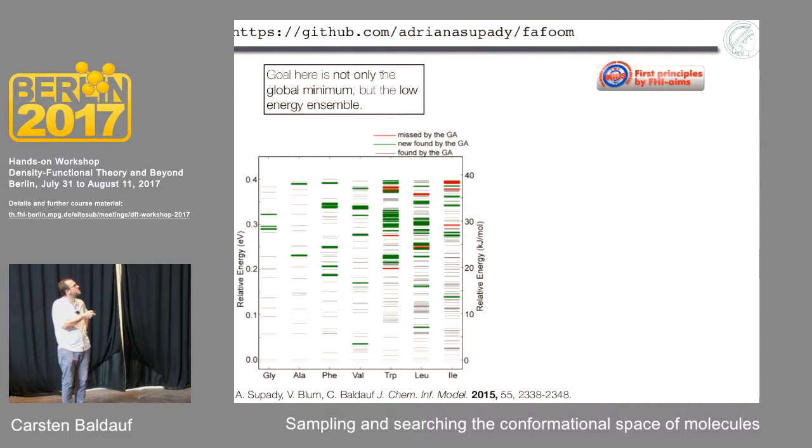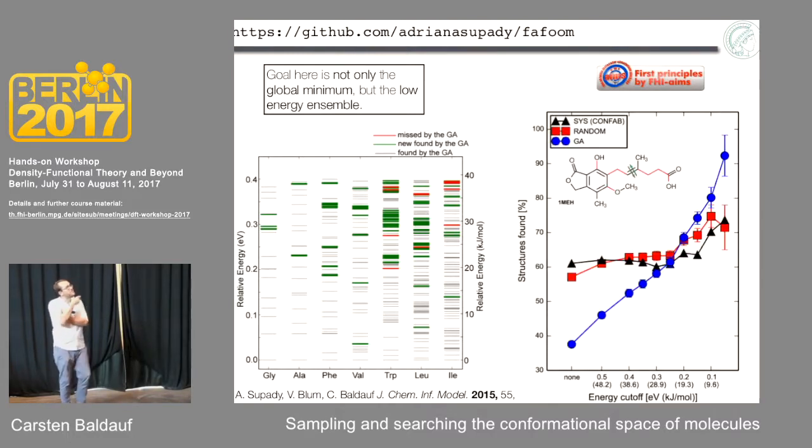What you see here, these horizontal lines are all minima of these respective molecules that we knew quite well already because they were in a data set. Whenever there's just a gray line, it means that Adriana's GA implementation has also found this minimum. Whenever there's a green line, it means that she has found one more, which is cool. Whenever there's a red line, it means that she missed one with her GA implementation, which doesn't happen as often as finding a new one. So the algorithm seemed to work.